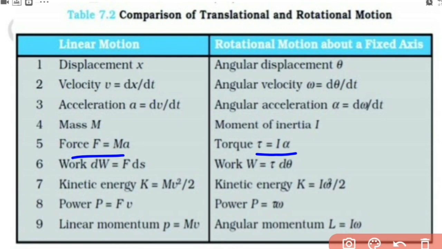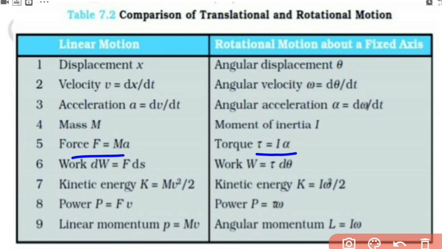In the same way, we know work done by a force in displacing an object through ds can be written as dw equal to F ds. The same equation in rotational motion becomes tau d theta, because analogous to force we have torque and analogous to ds we have d theta.